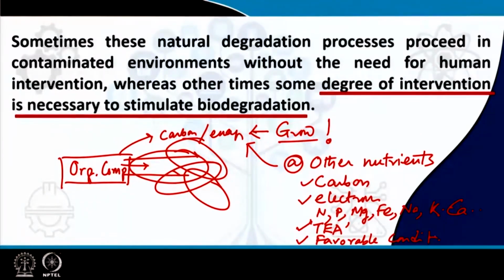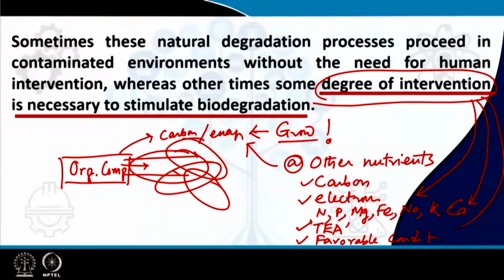So, the degree of intervention refers to arranging these factors: the nutrients, the conditions, the terminal electron acceptor, and giving them the favorable conditions. Like if the pH or the temperature or certain other factors are not favorable, then we may need to think of how we provide those things, so that the pH is actually raised or reduced to the optimum level where these microorganisms are capable of functioning.